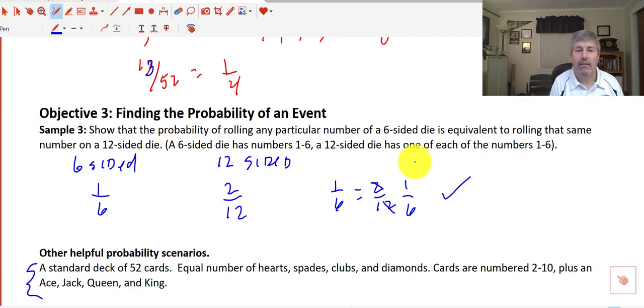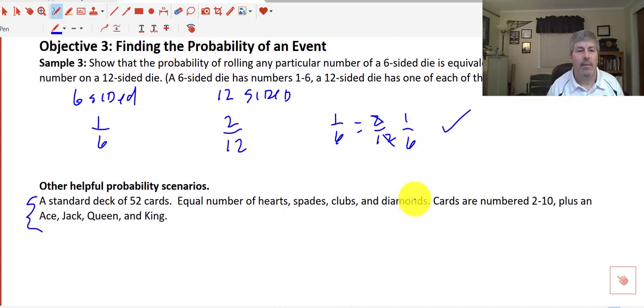So it's going to have 2 1s, 2 2s, 2 3s, and so forth. On a 12-sided die, you have a 2 in 12 chance of rolling a particular number, whereas on a 6-sided die, you have a 1 in 6 chance of rolling that particular number. So 1 out of 6 is indeed equal to 2 out of 12. The probability of that happening on those dice is the same.